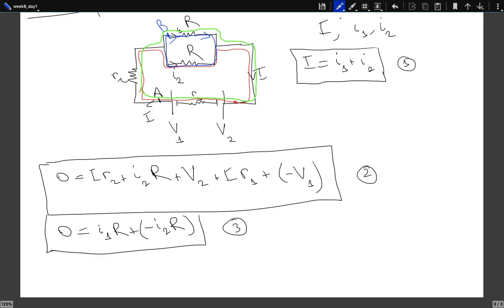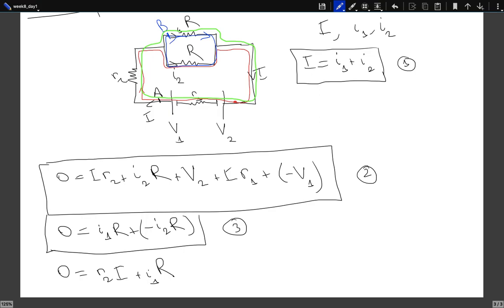Again, let's start from A. What is the potential drop across the resistor R2? R2 times I. This is the potential drop across the resistor R2. Then we are back here. We are crossing this resistor, capital R. What is the drop? The current is I1, the resistance is R.